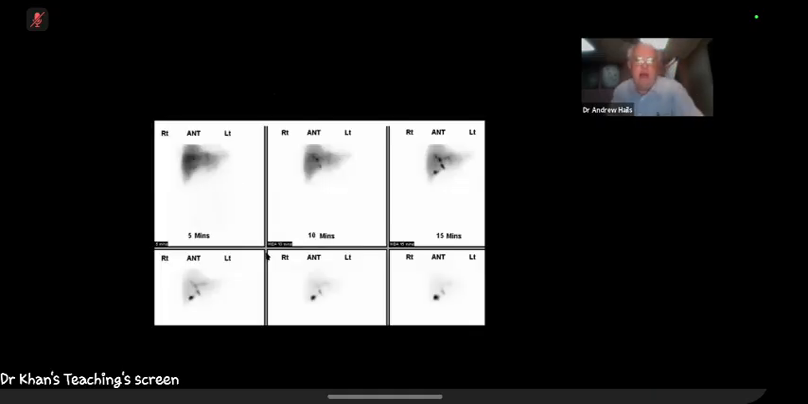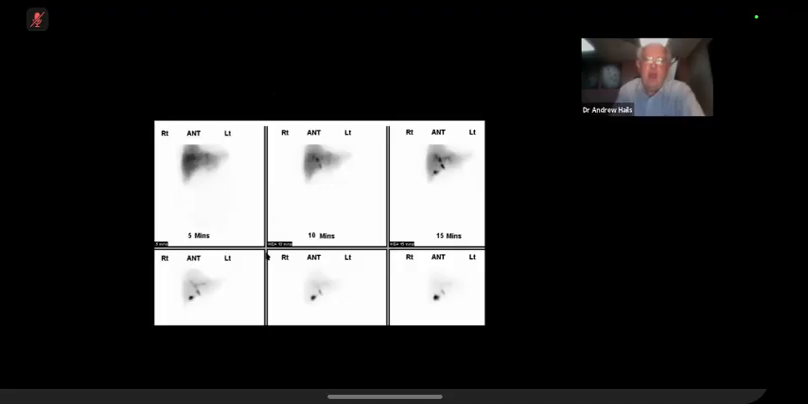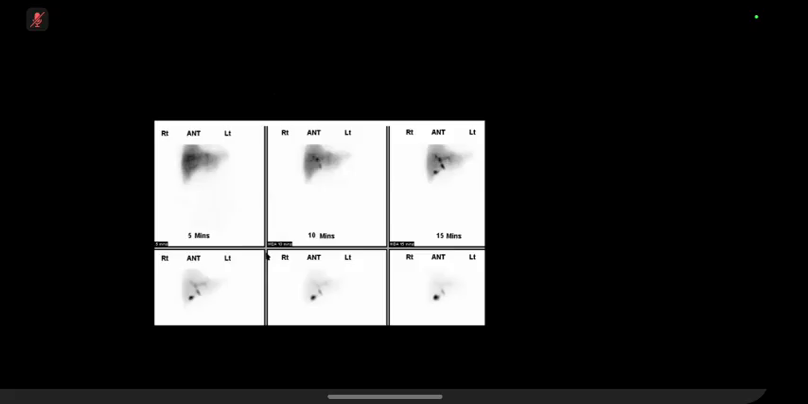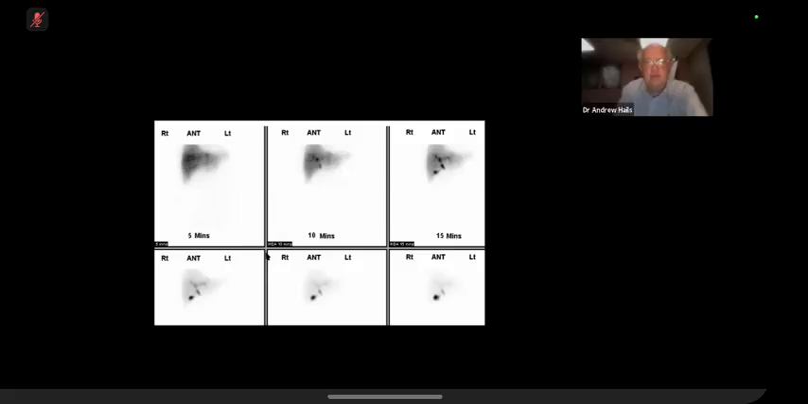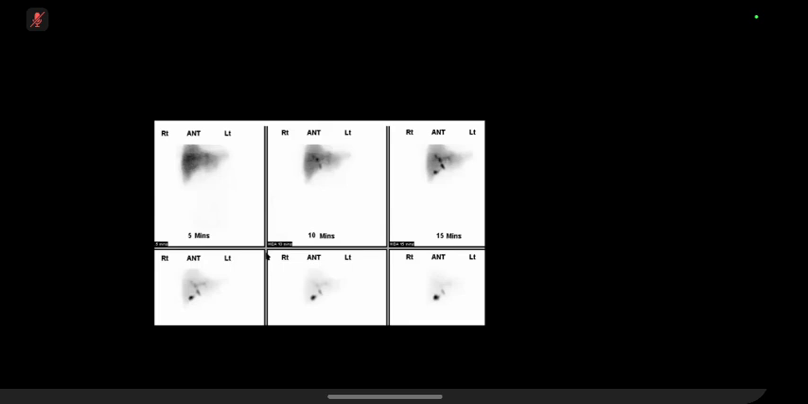Now, I would like to ask about this one, which is much more commonly done. So I've got two sets of images. Could you tell me what scan this is and what it shows? So this is a HIDA scan. Right. It shows excretion of the isotope through the biliary tree.